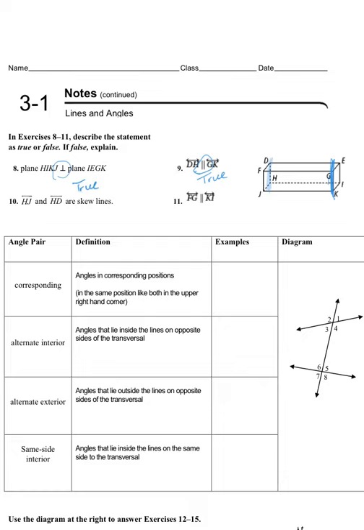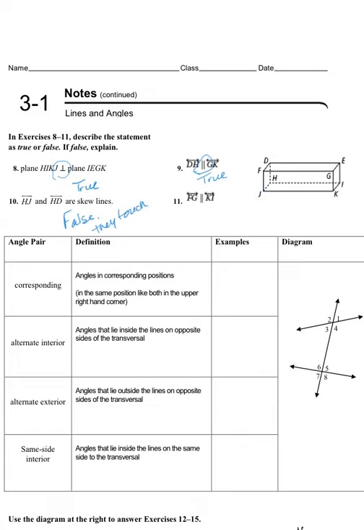All right, number 10, HJ. So again, we're going to look at HJ and HD are skew lines. Well, we said skew lines are lines that don't touch, and I can see that these are going to touch at H. So this is false, and our reason is they touch. So very straightforward, very easy. We just explained why they're not skew.